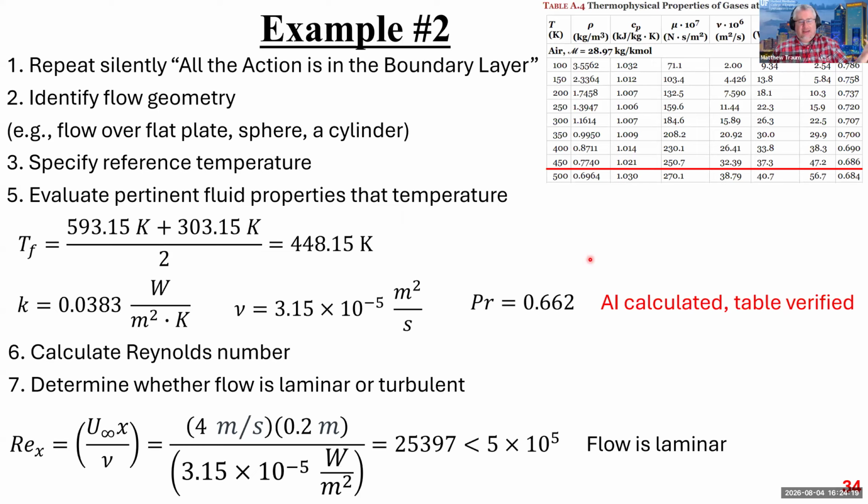So either a table in a textbook or a lookup table in some sort of verified computer program or something like that. Do not trust AI with these values because it will mess it up. It will hallucinate and you will spend an enormous amount of time solving the wrong problem. So we're looking for thermal conductivity, viscosity, and Prandtl number at about 450 Kelvin. So here's my table from the book, 450 Kelvin.